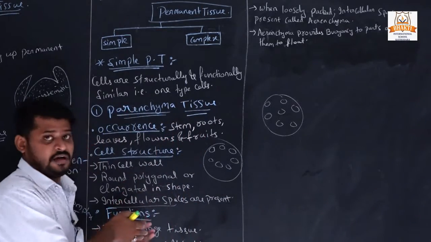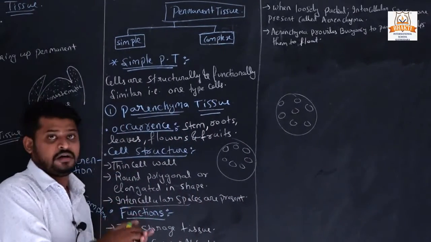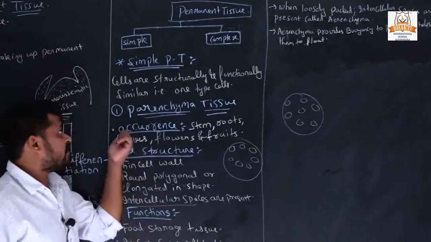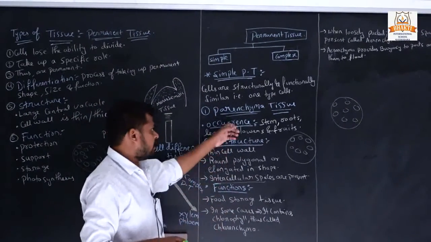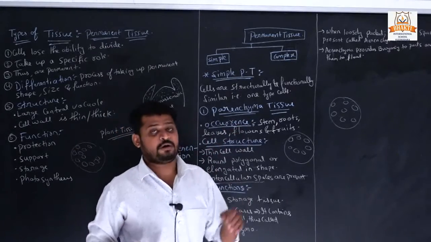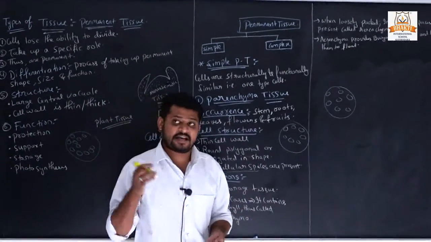So this is our first type of simple permanent tissue, and in our next video we will study collenchyma and sclerenchyma.